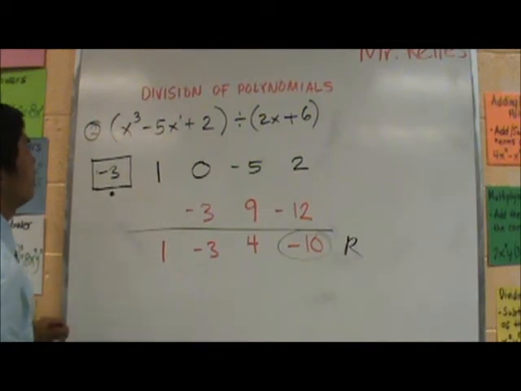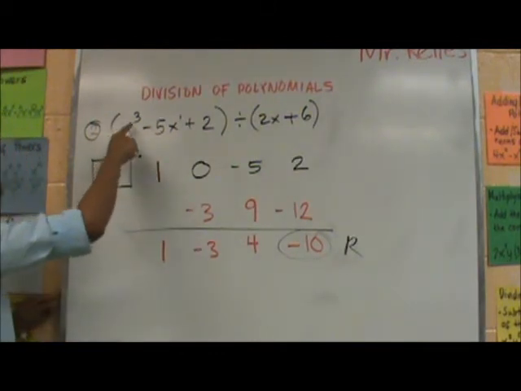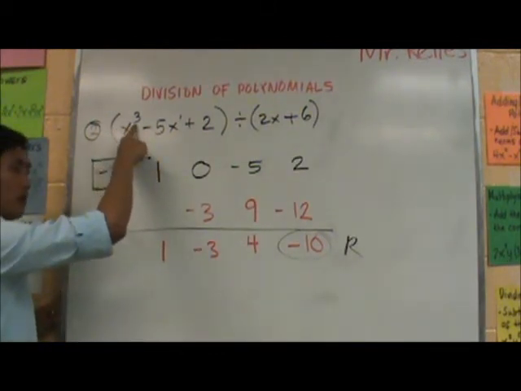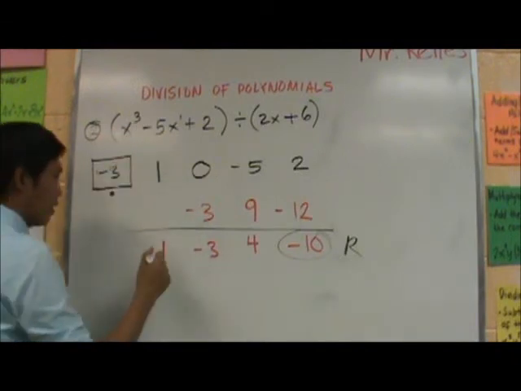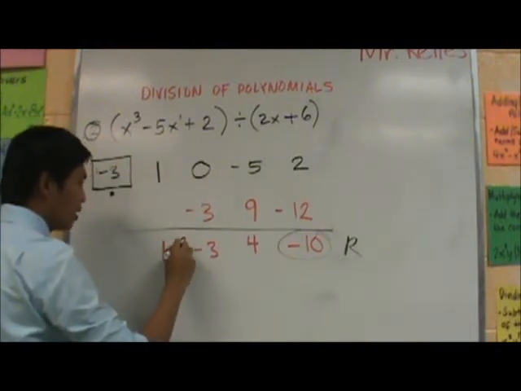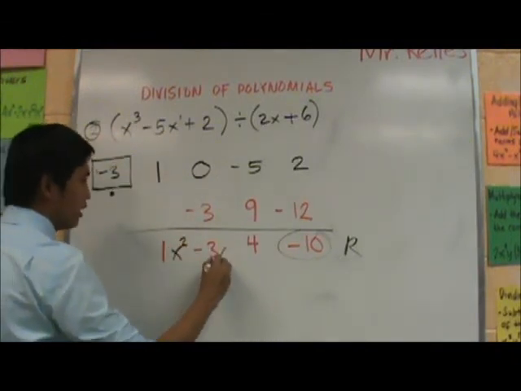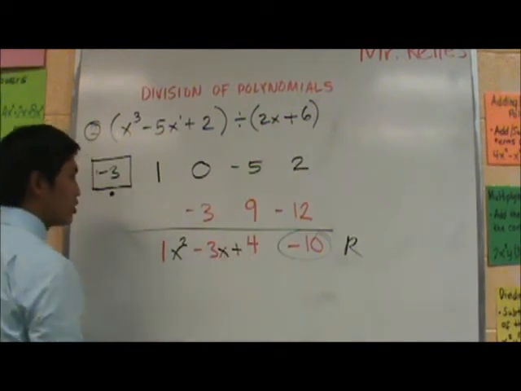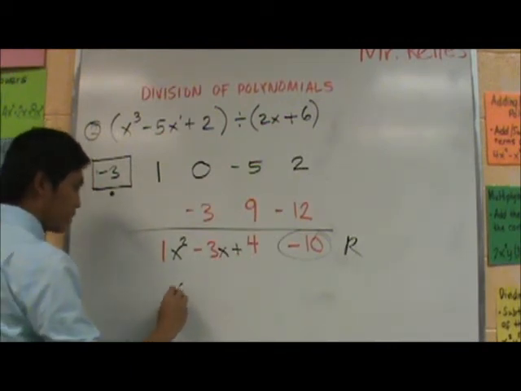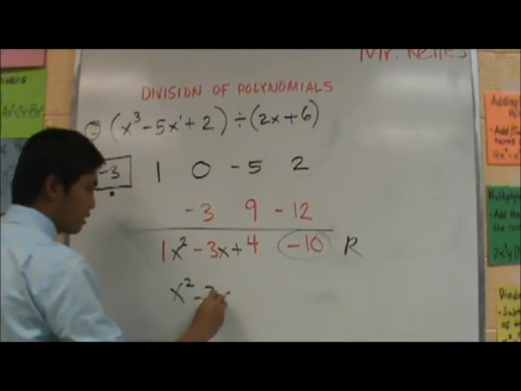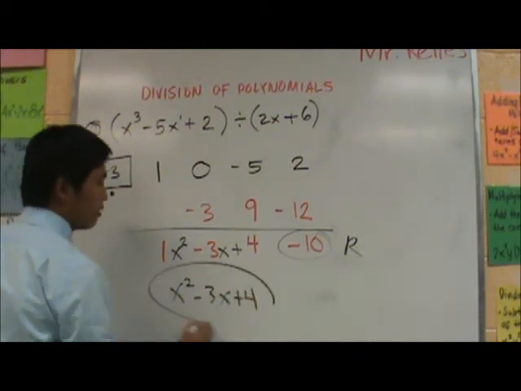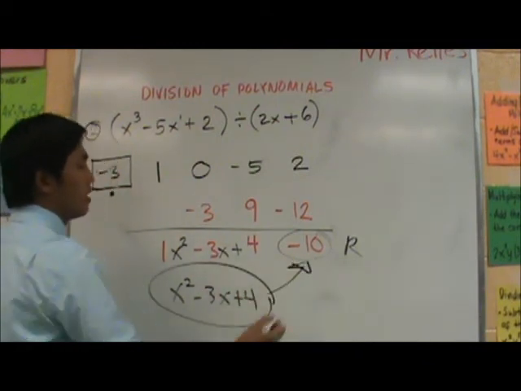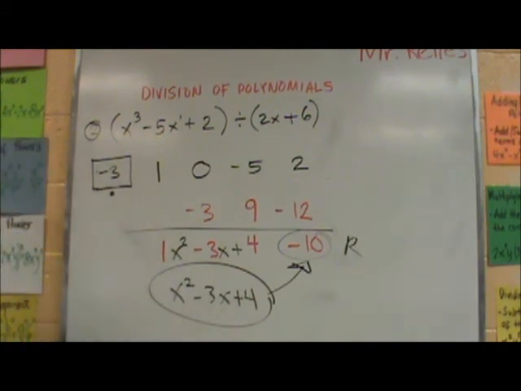Then let's identify again the highest exponent. The highest exponent is 3 minus 1, so you will have x squared, then the middle term, and 4. The final answer will be x squared minus 3x plus 4, and a remainder of negative 10. This is how you divide polynomials using synthetic division.